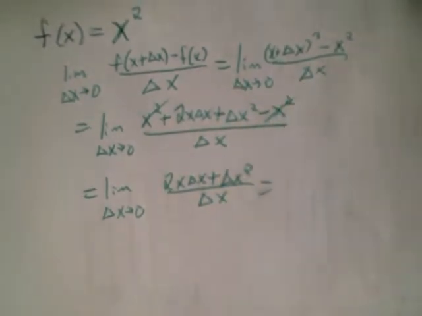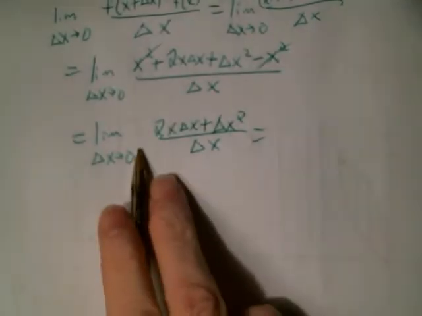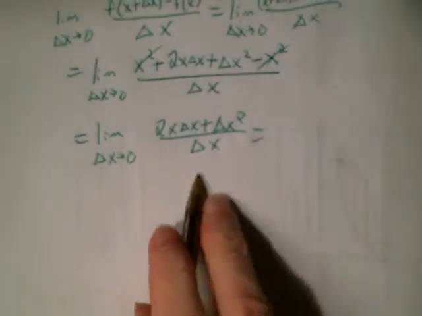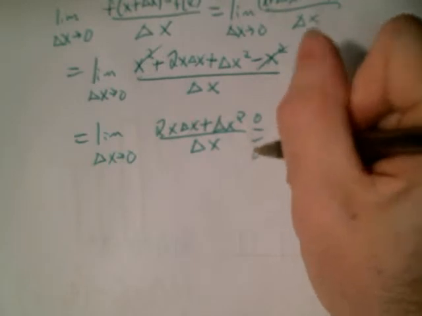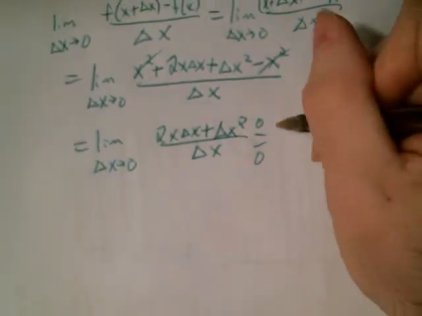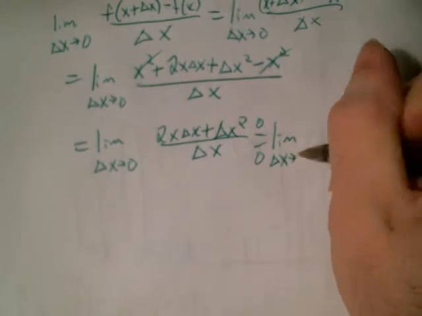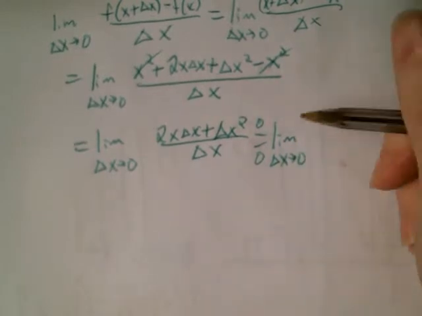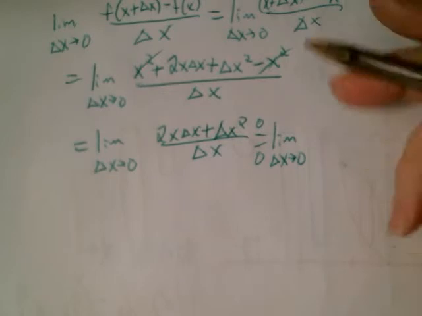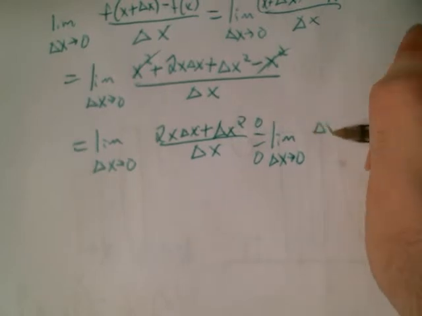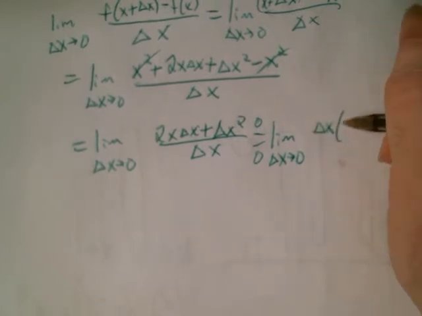Okay. Right now its form is indeterminate. If you plug in change in x equals 0 here, you'll get 0 over 0. Okay, that's bad news, right? So you have to use some of our tools to figure this one out. I think if we factor out a common factor of change in x, we'll be able to simplify it.